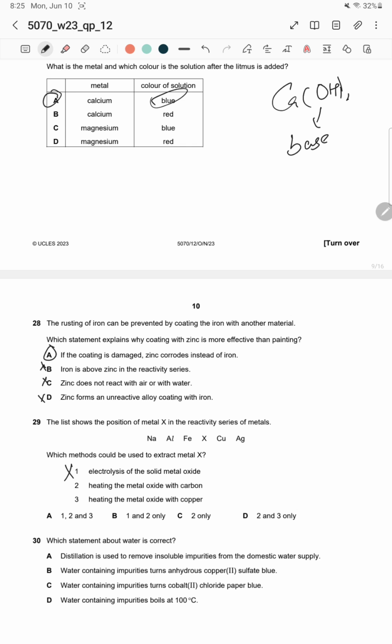You cannot use electrolysis. Electrolysis is used for metals more reactive than carbon: potassium, sodium, calcium, magnesium, aluminium. And heating the metal oxide with copper, that's not the option at all. So the second one is correct. C is the right option.